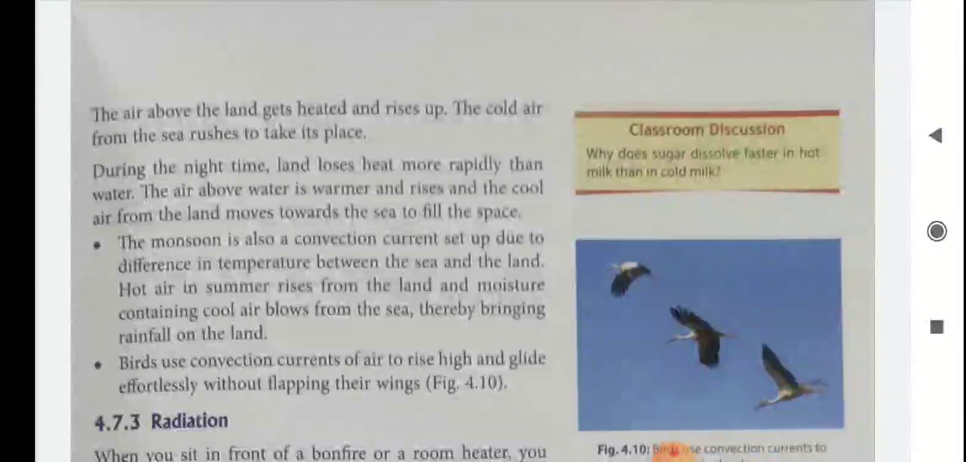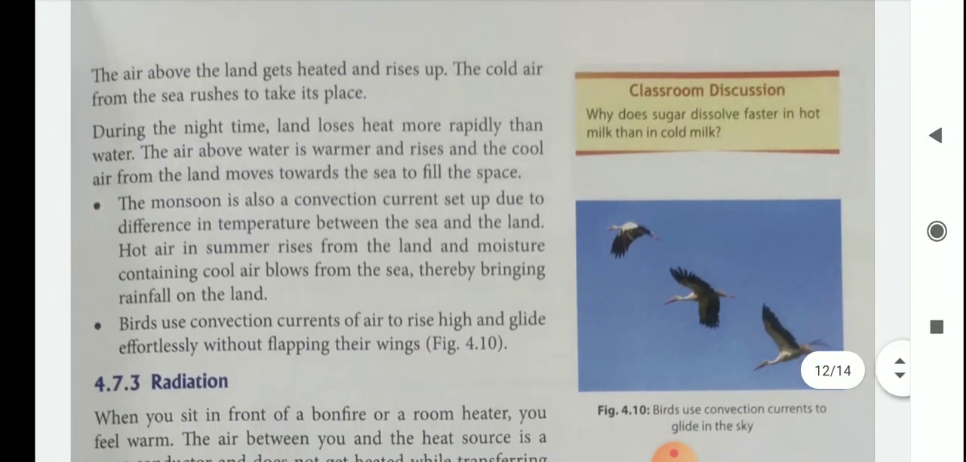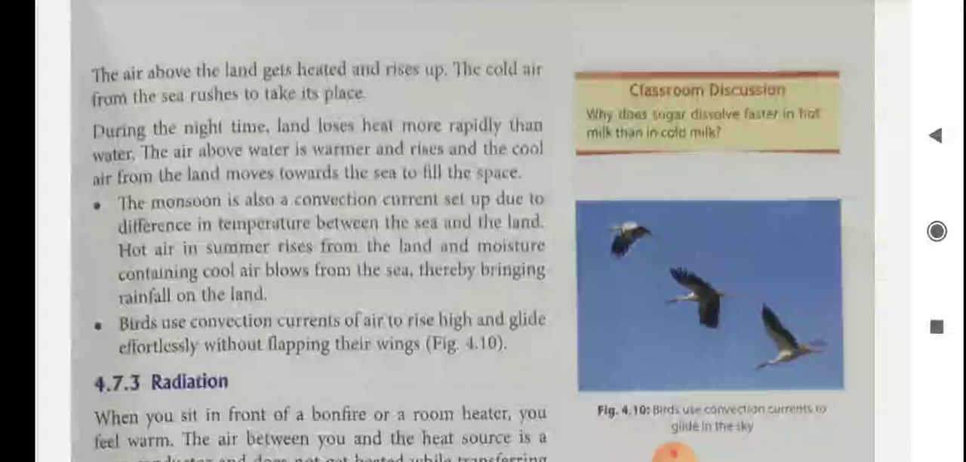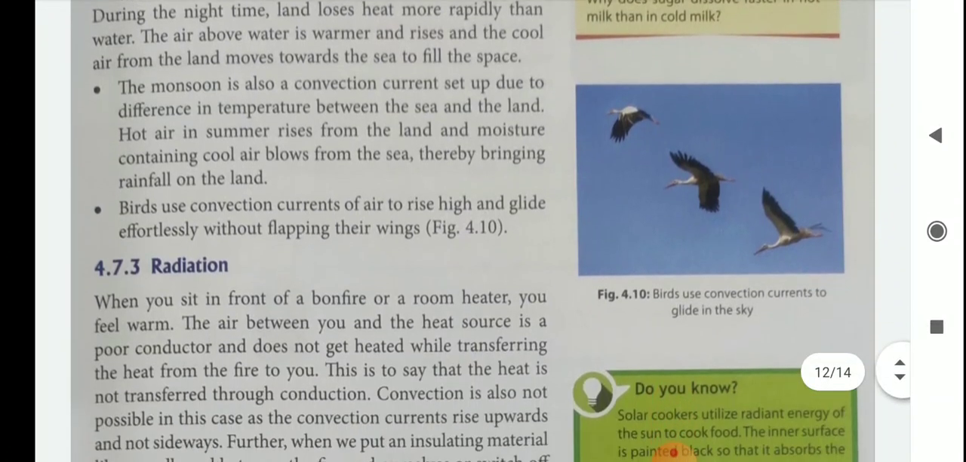fill the space. The monsoon is also a convection current set up due to difference in temperature between the sea and the land. Hot air in summer rises from the land and moisture containing cool air blows from the sea, thereby bringing rainfall on the land. Birds use convection currents of air to rise high and glide effortlessly without flapping their wings.